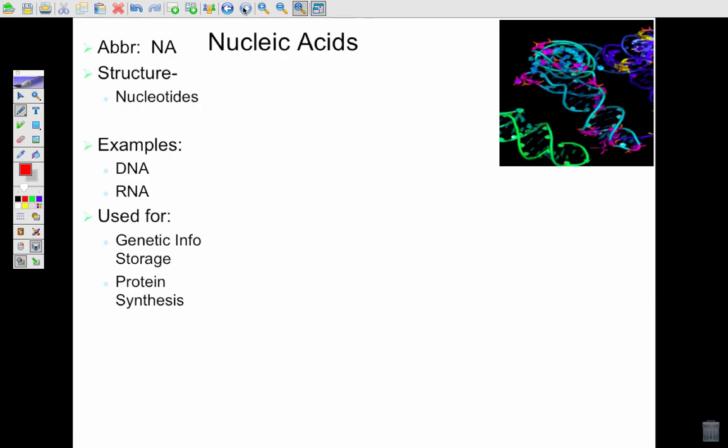Nucleic acids. Nucleic acids, well, structure, but when we talk about structure, we're really talking about their monomers. The monomers for nucleic acids are nucleotides.